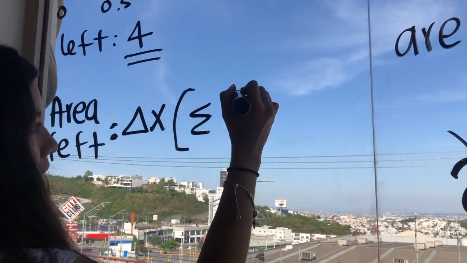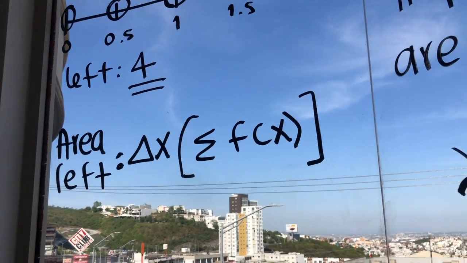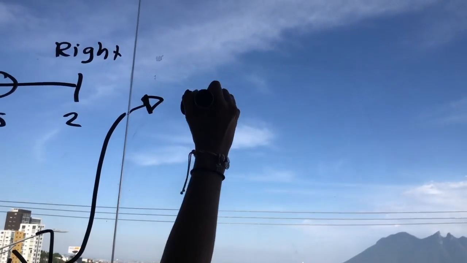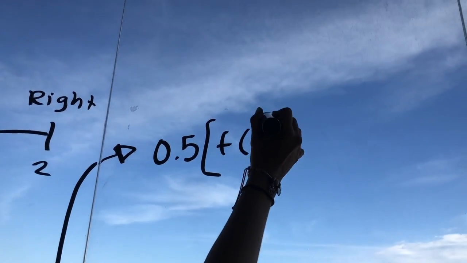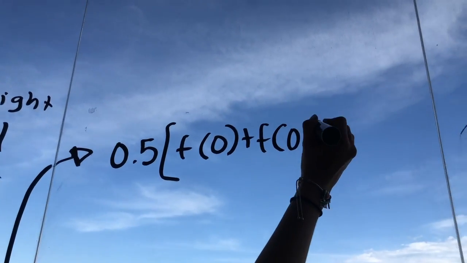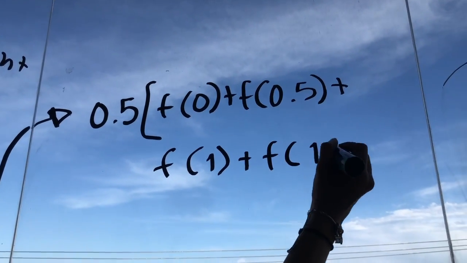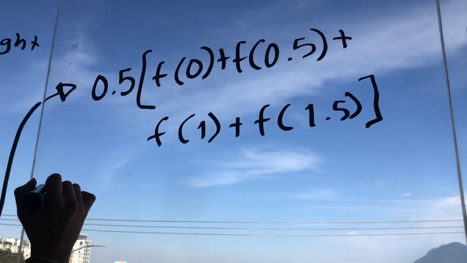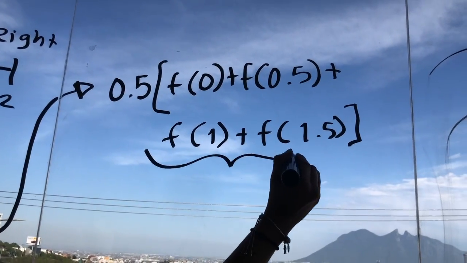We are going to use the following formula: delta x times the sum of all f of x. So then we plug in the values: 0.5, that is delta x, times f of 0 plus f of 0.5 plus f of 1 plus f of 1.5. Those values were obtained from the line before.